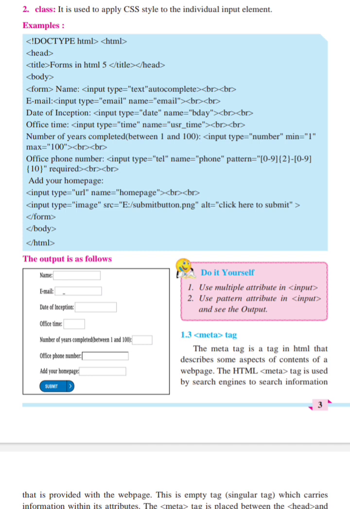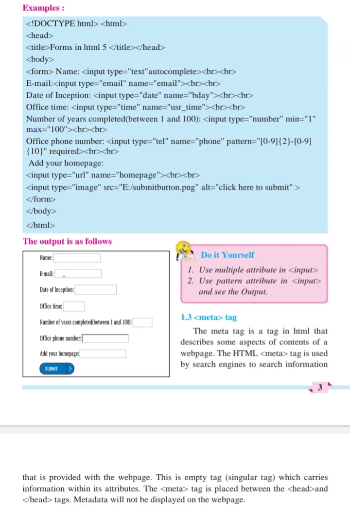For it we have used an image as a submit button here. Input type is equal to image. Then we have given the path or location of that image. Then alt is for text, it will display the text if the image is not shown. Alt: click here to submit. Then we close the form tag, then body, then html. So we have completed the code here.